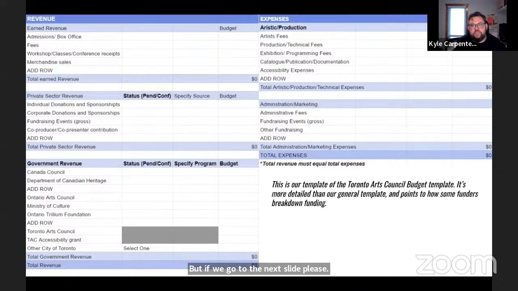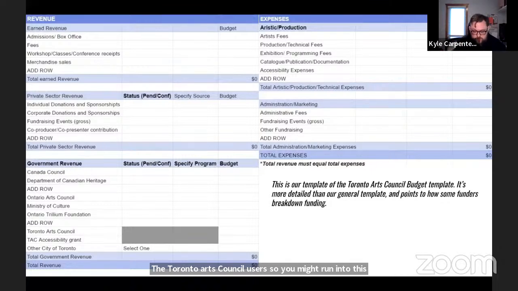This is a more specific budget. This is what the Toronto Arts Council uses. And again, this is actually one that I think they use for just about all their applications. That might not be true all the time, but most of the time, this is the format the Toronto Arts Council uses. So you might run into this.